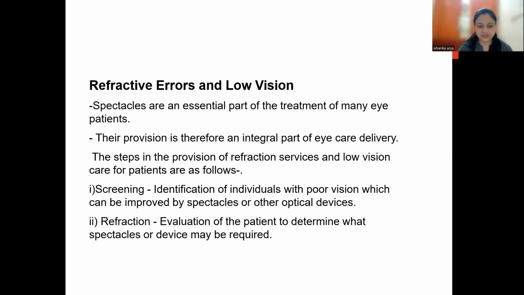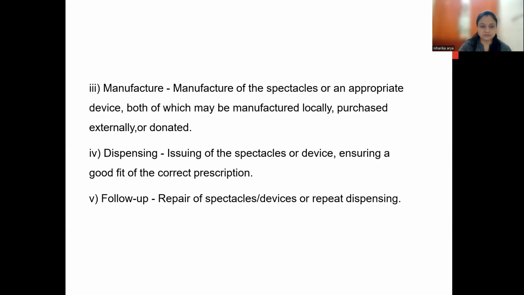Second is refraction, that is, evaluation of the patient to determine what spectacle or device may be required. Third is manufacture, the manufacture of the spectacle or an appropriate device, which may be manufactured locally, purchased externally, or donated. Fourth is dispensing, issuing the spectacle or devices and ensuring a good fit to the correct prescription. And fifth is follow-up, that is, repair of the spectacles or devices, or repeat dispensing.